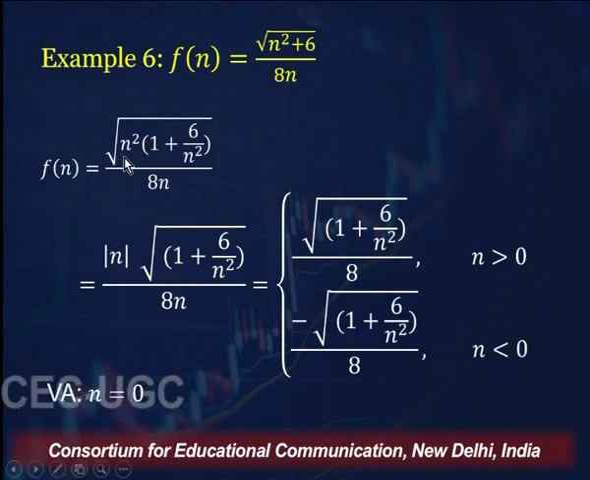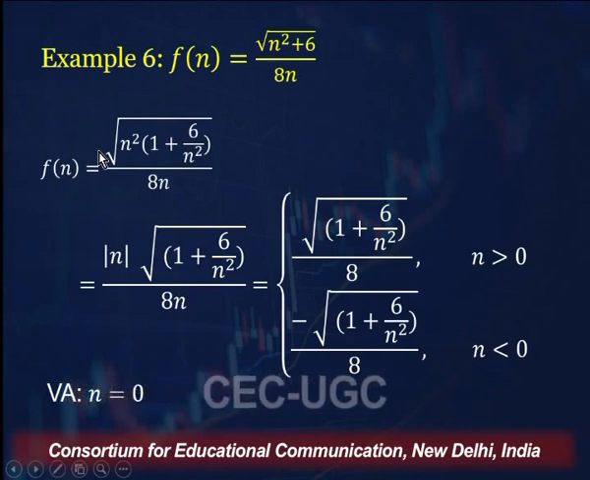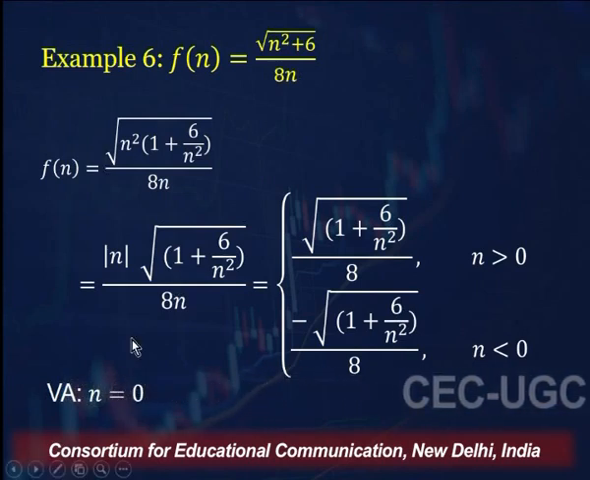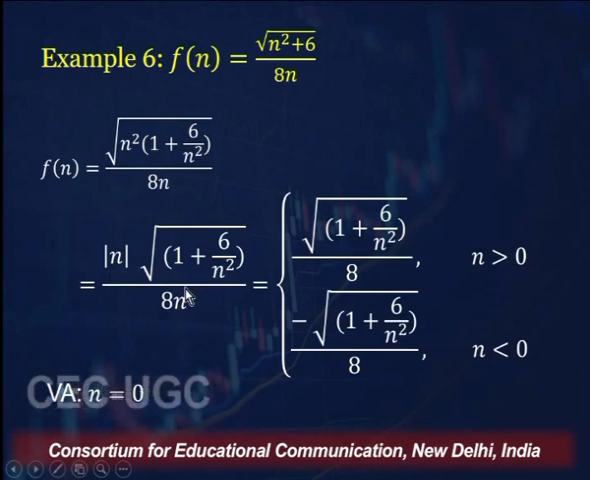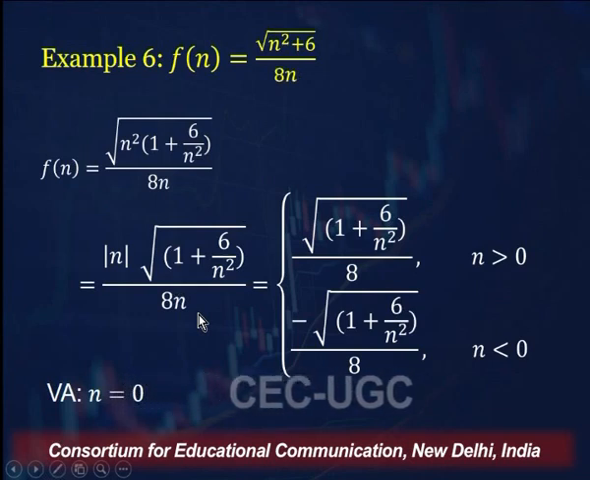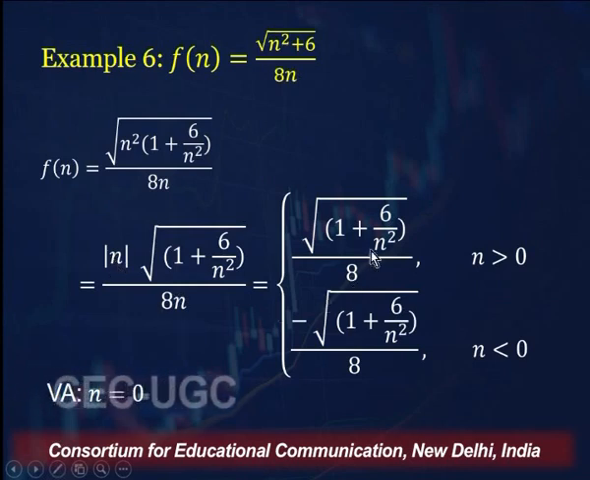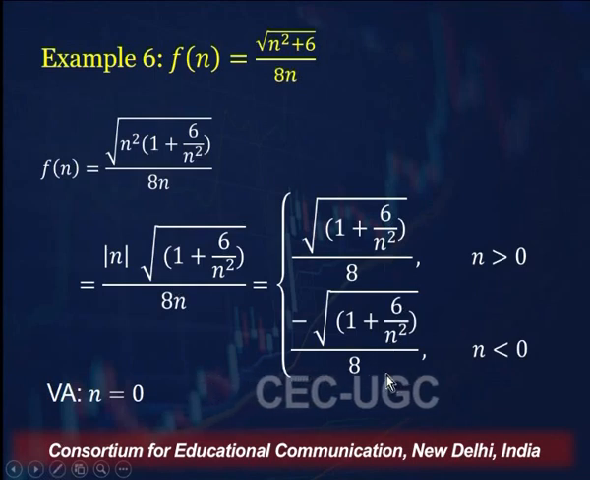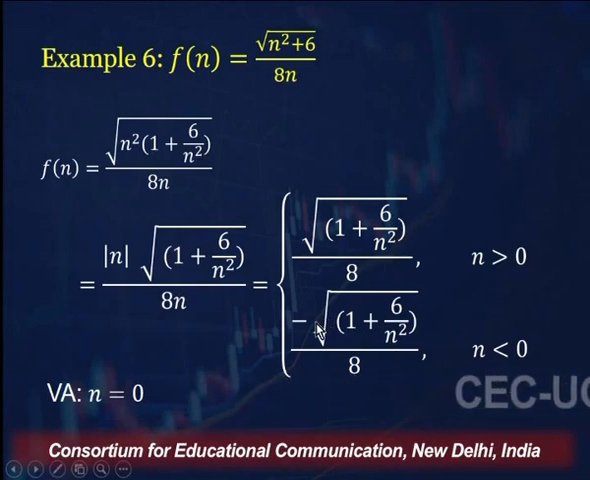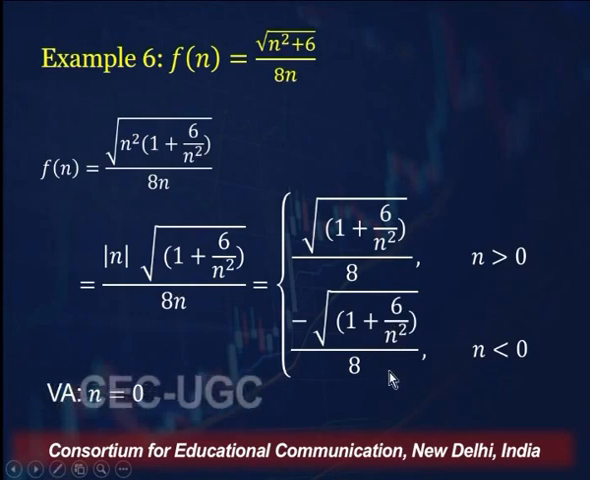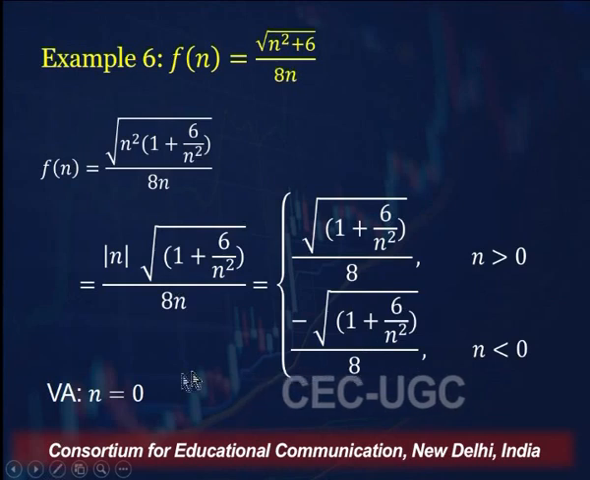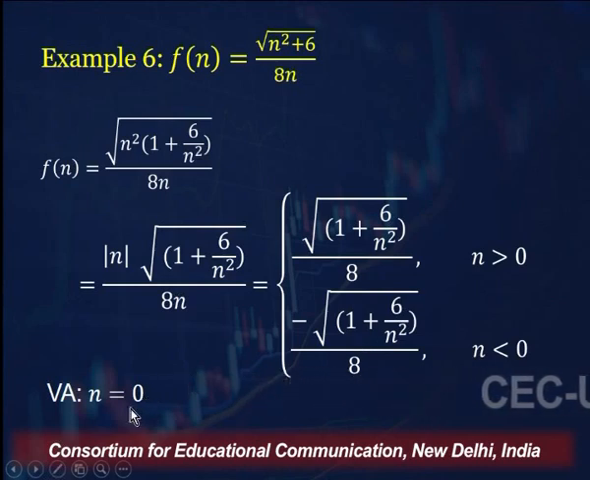And when I take the n squared out of the square root, remember by definition, square root of n squared is the absolute value of n. So depending on whether n is positive or negative, note n can't be 0, you can't have division by 0. So if n is positive, then absolute value of n would be n itself. The n's will get cancelled. This is the expression you'll be left with. Whereas if n is negative, you'll be left with minus of square root of 1 plus 6 by n squared divided by 8.